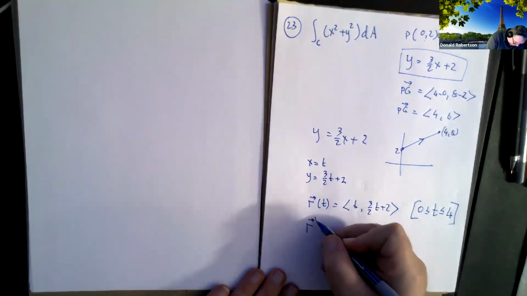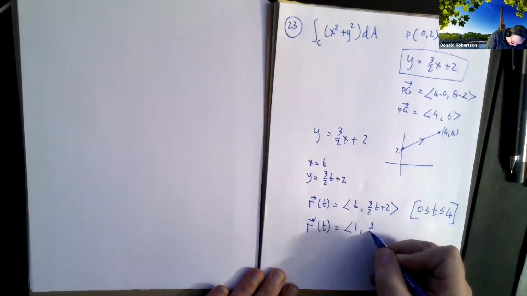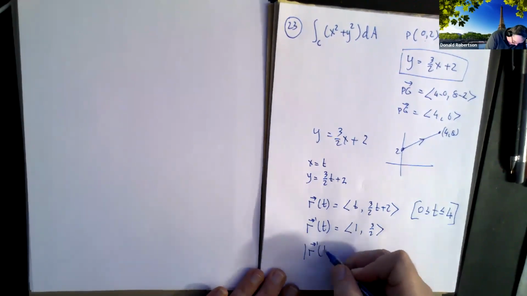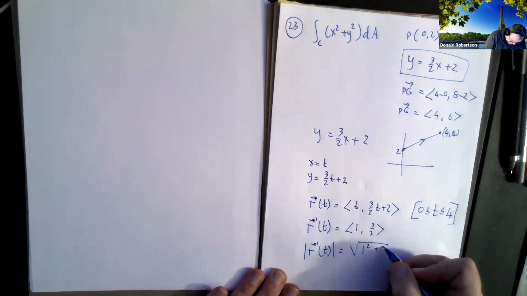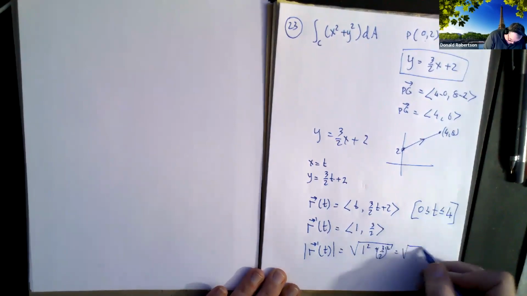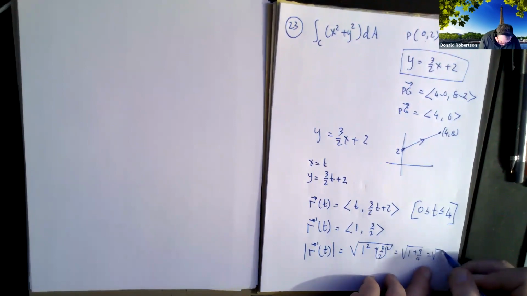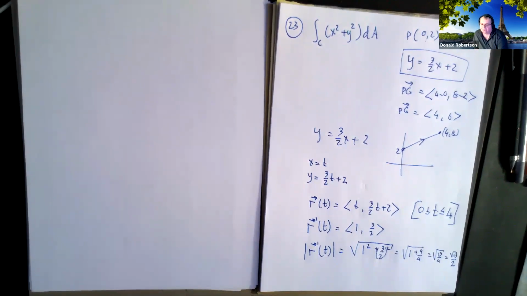What you then do is you differentiate this guy and you get the 1 and the 3 over 2. You then find the magnitude of this vector. And this ends up being 1 squared plus (3/2) squared, which is 1 plus 9 quarters, which is 13 quarters, which is where that root 13 over 2 came from. Are we good up to here?